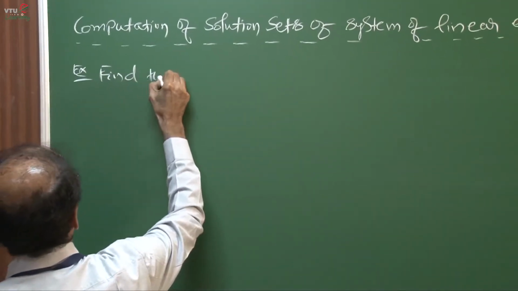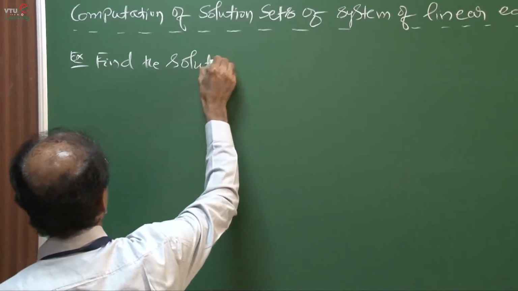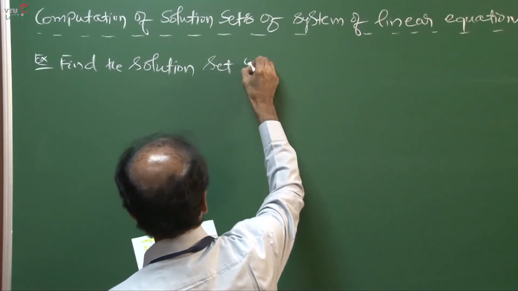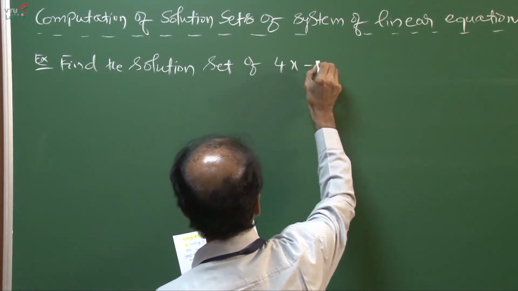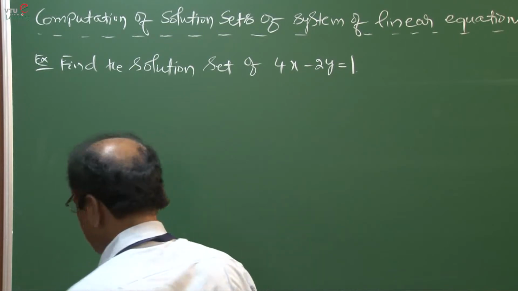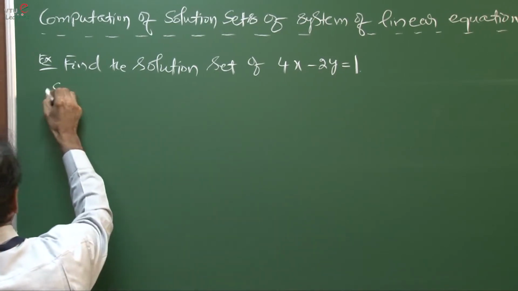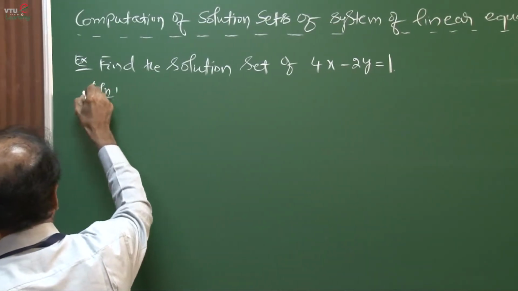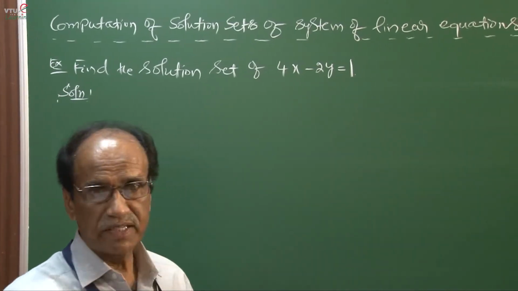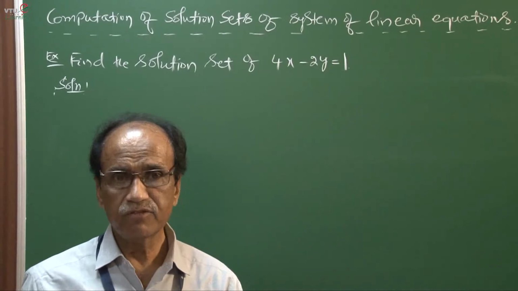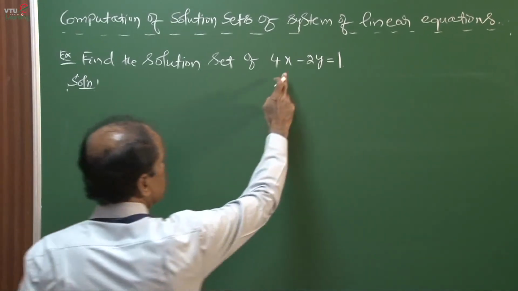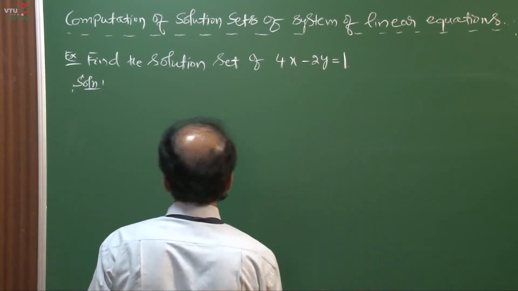Find the solution set of 4x minus 2y is equal to 1. So this is one equation. Suppose I want to discuss this in two different forms, I can explain x in terms of y and y in terms of x.